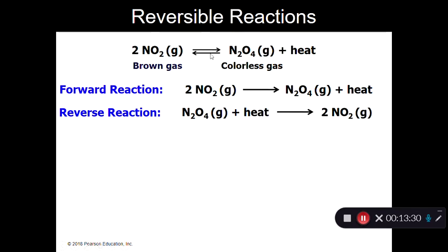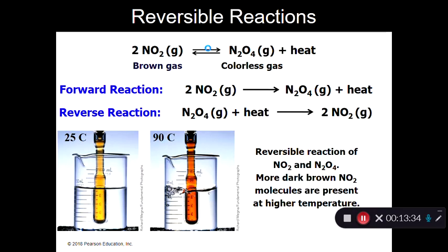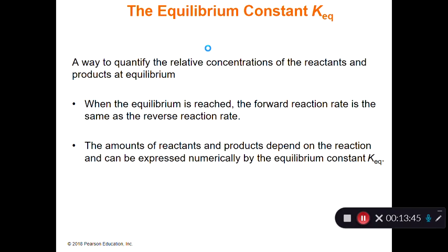If the rate of the reverse reaction and the rate of the forward reaction are going to be the same, equal, we are going to say we have chemical equilibrium.